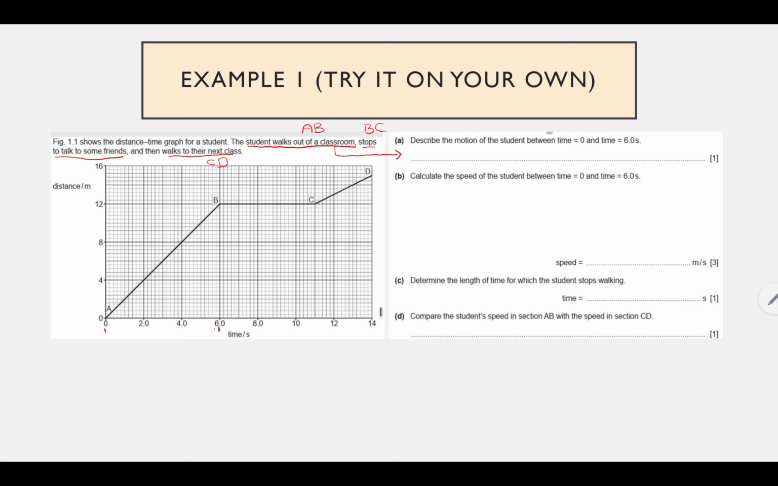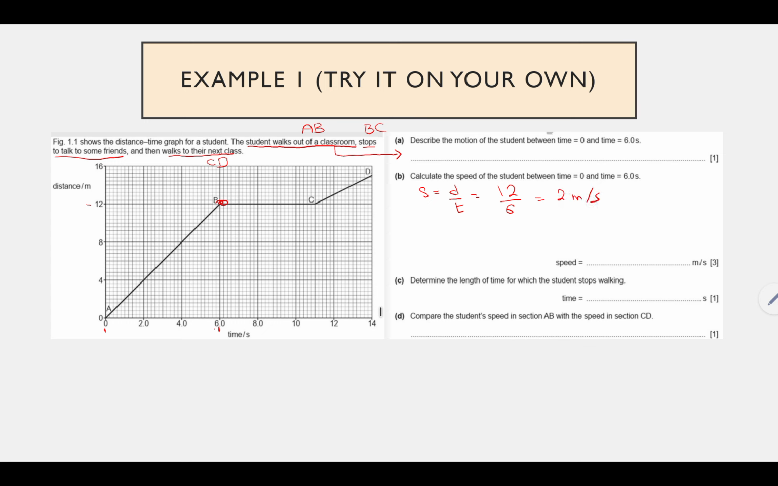Calculate the speed of the student between time 0 and 6. Now I need to calculate the speed. So I'll say, okay, speed is distance over time. My distance from 0 to 6, which is still here, is 12 meters. And the time is 6 seconds. So I will have 2 meters per second.